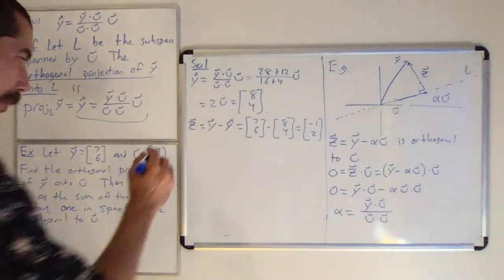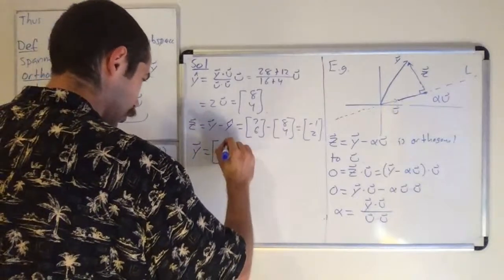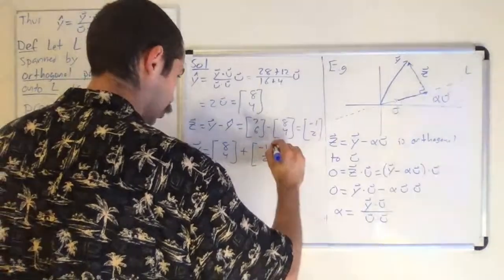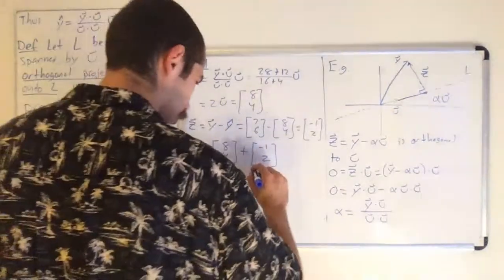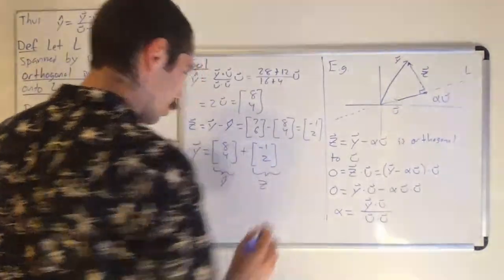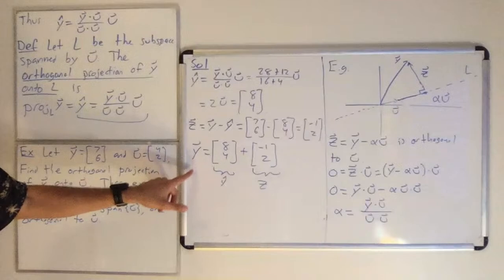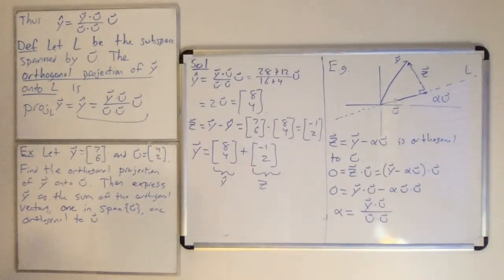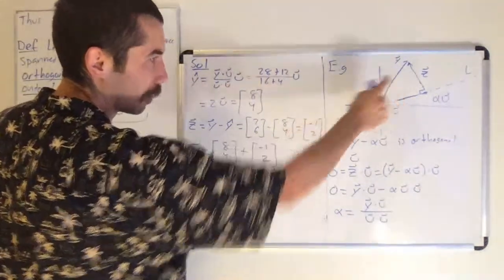So we could write y as 8, 4 plus negative 1, 2. So this is the y hat. This is what we call z. And if you were to graph y and then these two vectors by hand, attaching z to the endpoint of y hat, you'll get a picture that's very similar to what we have here.